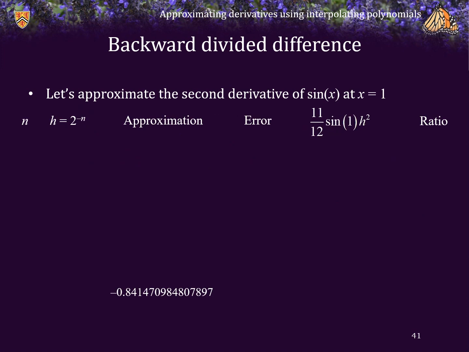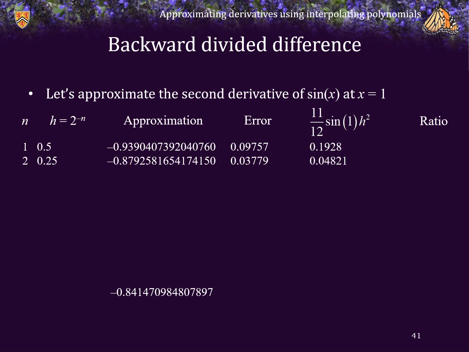All right, so let's try it again. Approximating the second derivative of sine of x at x equals 1. There's our approximation of the error term, and down there we see the correct answer to the given number of digits. So with h equal to 0.5, well, not very good, but better than the previous version.